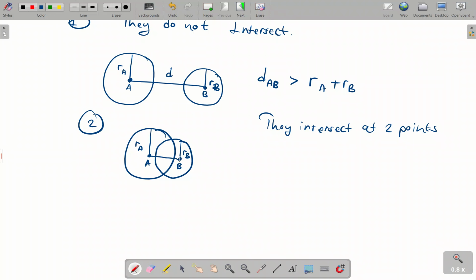So this will be the distance between their centers. Whenever you have this, in this case where they intersect at 2 points, the formula is this: the distance between A, B is simply less than the sum of their radii. So RA plus RB there.